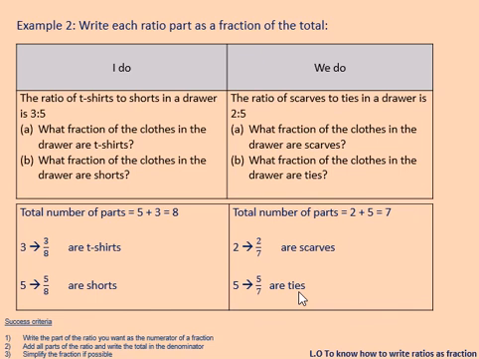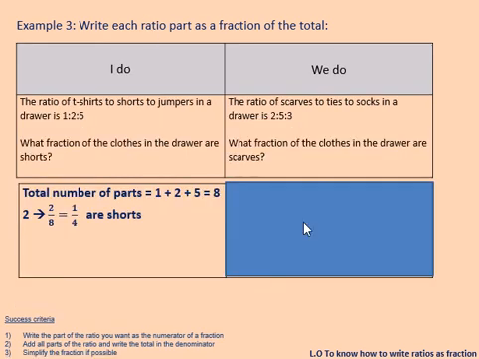We'll go through one last example, then we'll move on to some independent practice. So for the final example, the I do, we have the ratio of t-shirts to shorts to jumpers in a drawer is 1 to 2 to 5. What fraction of the clothes in the drawer are shorts? So this one's a bit different because we do have 3 parts to the ratio, but it's still the same skill. Now read the question.